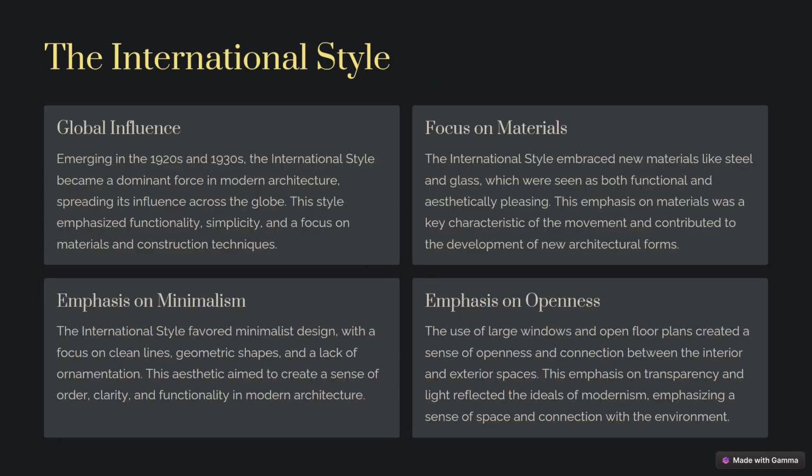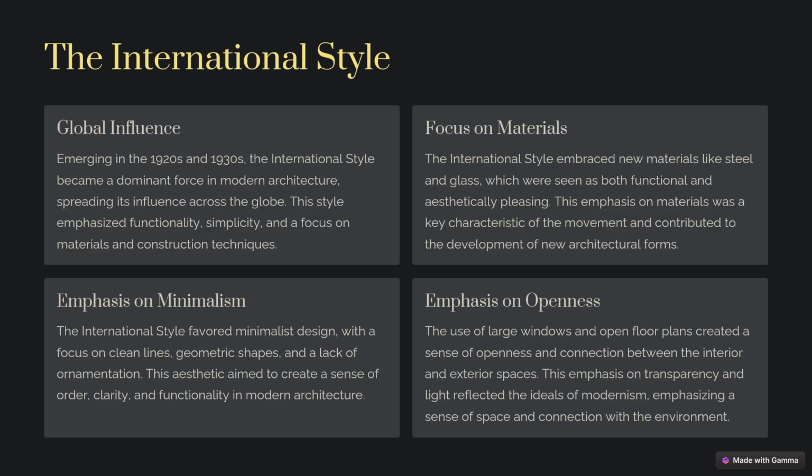Let's deal with the international style. The first point is global influence. Emerging in the 1920s and 1930s, the international style became a dominant force in modern architecture, spreading its influence across the globe. This style emphasized functionality, simplicity, and a focus on materials and construction techniques.